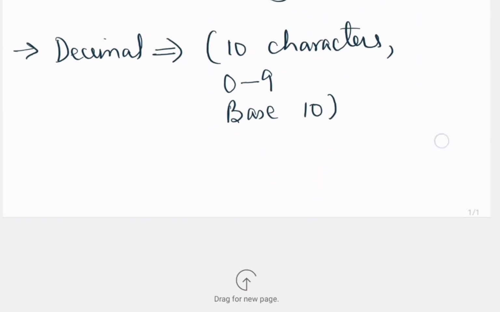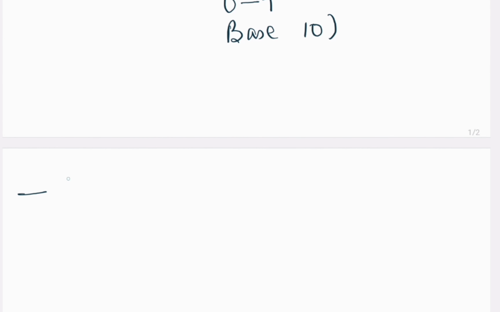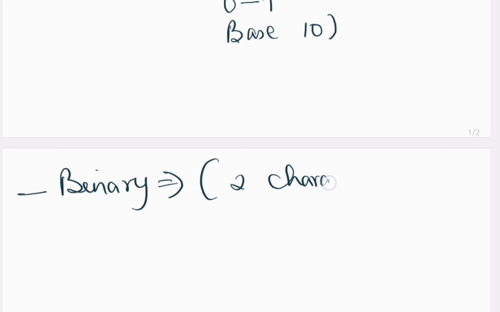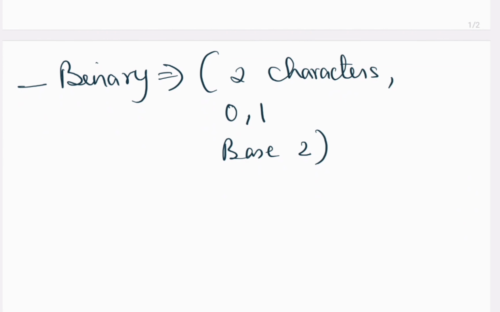Now let's look at the next one, which is the binary. Now for binary, as the word says, binary, there are only two characters. What are the two characters? The two characters are 0 and 1, and that's why it's called as base 2. And the third also, which we are going to use because computers are using hexadecimal, let's talk about it simultaneously.